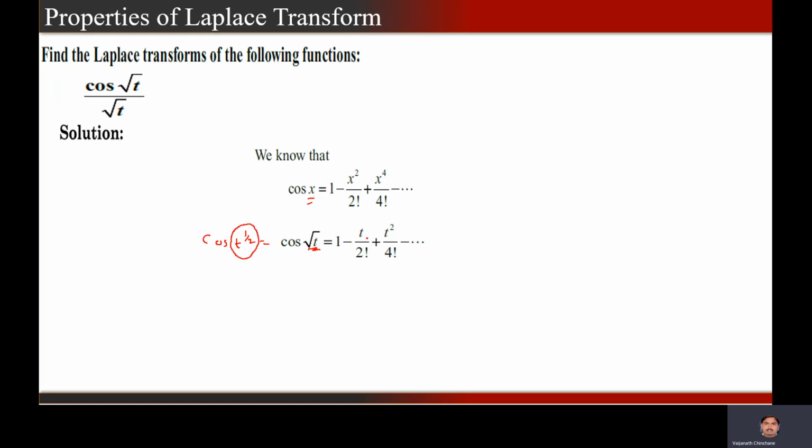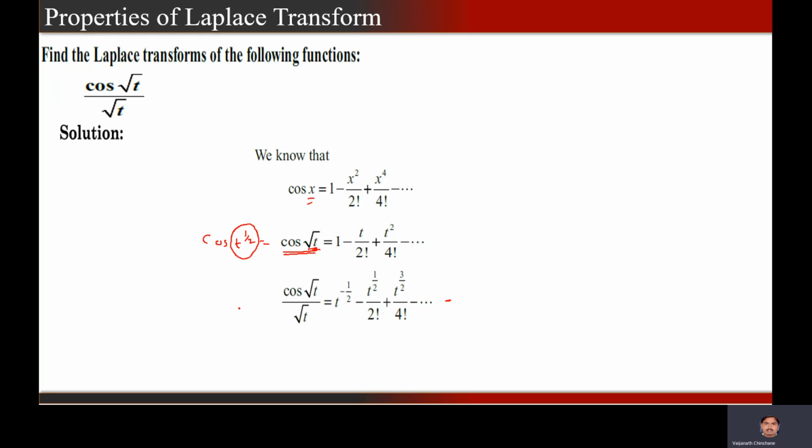So 1 minus t raised to half raised to 2, which is only t, by 2 factorial, plus t raised to half raised to 4 is t square upon 4 factorial, minus and so on. So this is the series of cos root t. Now we divide this cos root t by root t. Dividing by root t means multiplying by t raised to minus half. So we get this term.